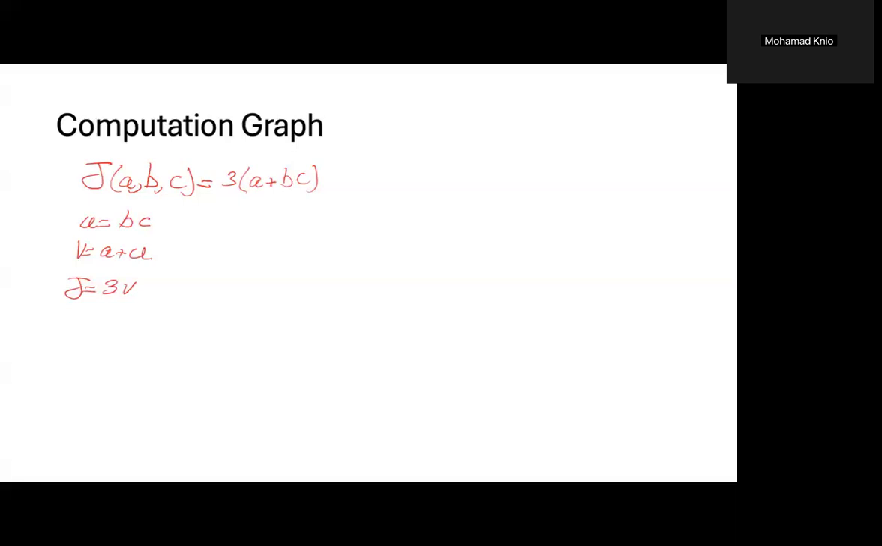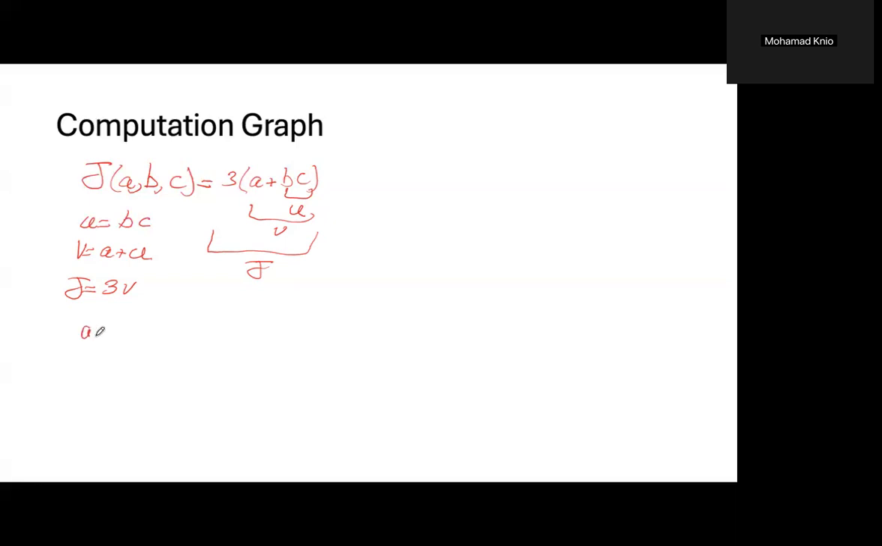Okay, and we can take these steps and draw them into a computational problem. So you can see that this here is u, this here is v, and all of this is j. Okay, and we can take these three steps and draw them into a computational graph. So when you see a computational graph, it's going to look something like this.